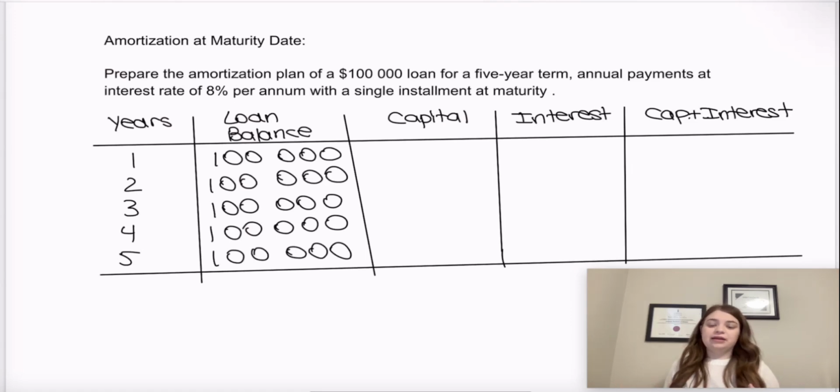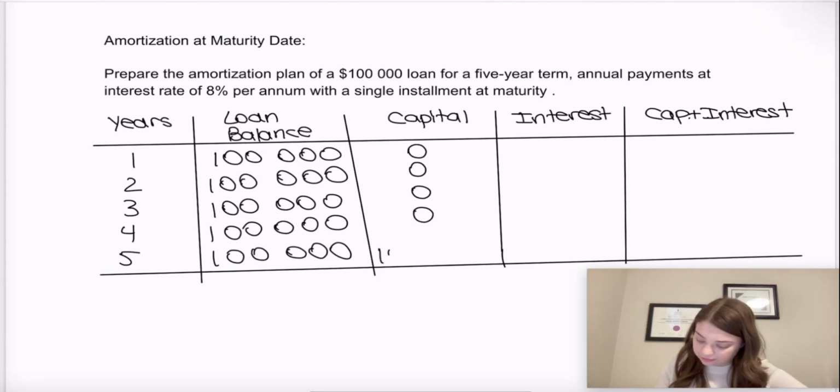And then there's going to be no sixth year because it does get fully paid off then at year 5. As for the capital that's paid off, it is going to be nothing until the very last year, until year 5 at maturity. So capital paid 0, 0, 0, 0, and then very last year we fully pay off the capital. We pay off the full $100,000.